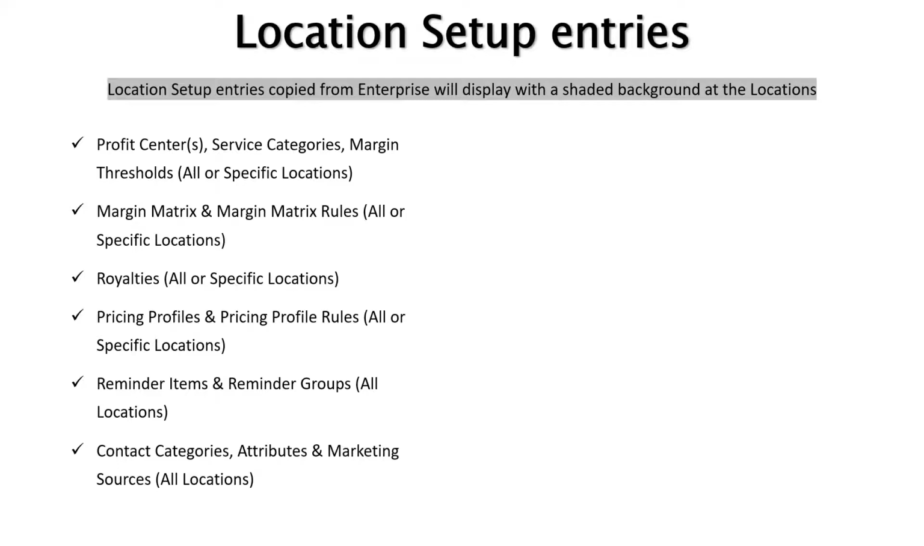Contact categories, attributes, and marketing sources. These will all be in the contacts area. Goes out to all locations automatically. Labor rates goes out to all locations. Labor rate matrix and rules, all are specific locations. So a labor rate matrix allows you to have maybe a stair stepper or a sliding scale labor rate depending on the type of jobs or type of work that you're doing.